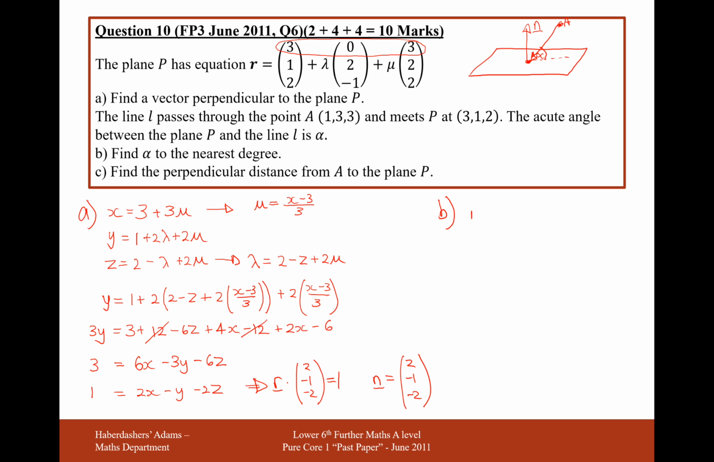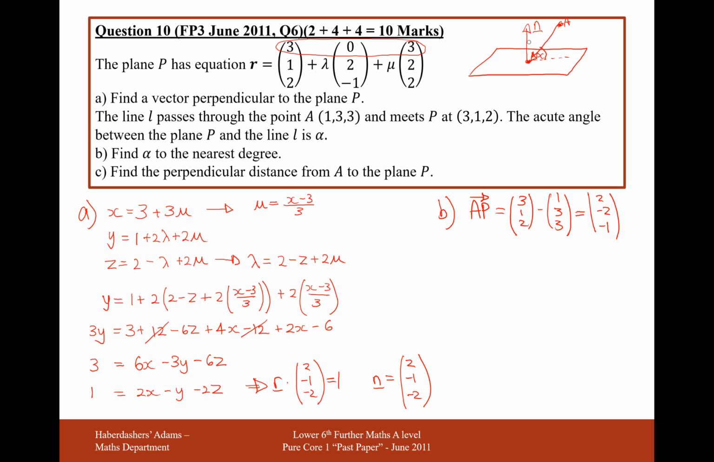So first of all, what we need to do is work out the vector from A to P. And the classic way of doing this is by doing coordinate P, take away coordinate A. So take away 1, 3, 3. And what we get here is 2, minus 2, minus 1. Okay, so now we know that vector.